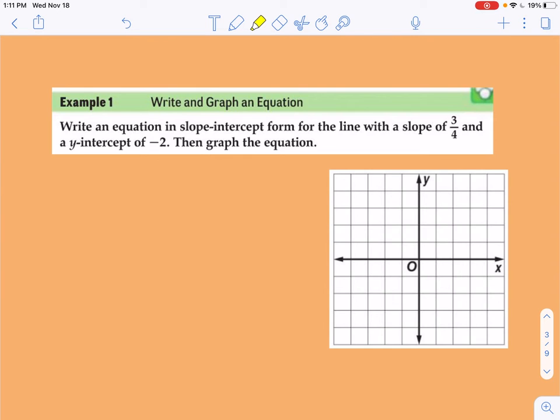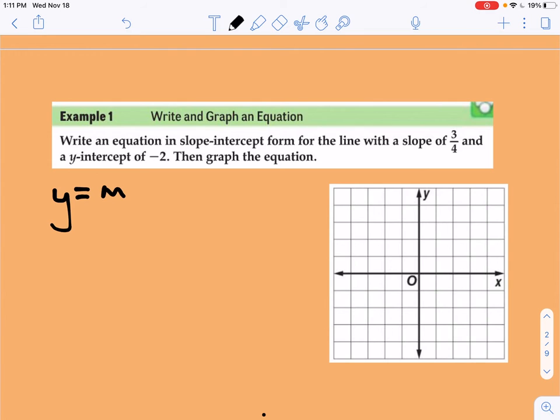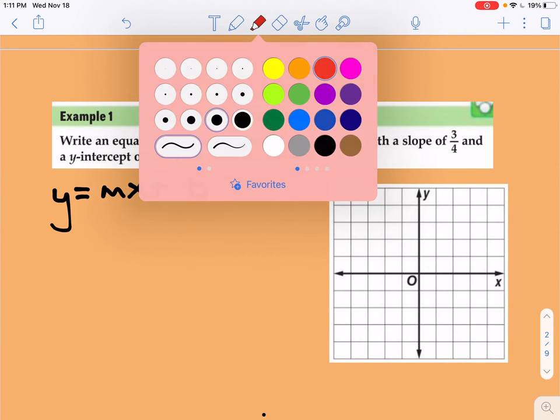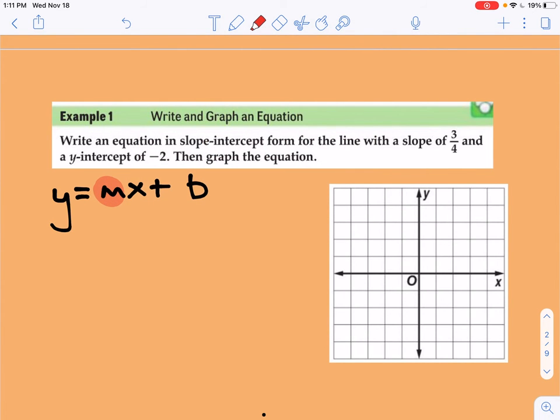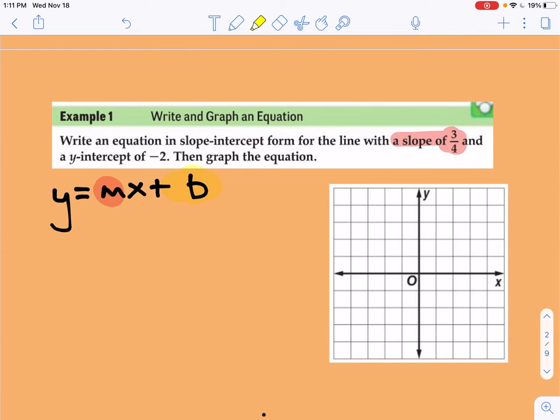All right, so example 1 says: write an equation in slope-intercept form for the line with a slope of 3/4 and a y-intercept of -2, then graph this thing. The way this works is we're putting it in y equals mx plus b, where m is my slope. I'm going to color code this for you guys. So m is my slope, and it says here slope of 3/4, and then b, I'll go back to using yellow, b is my y-intercept of -2.